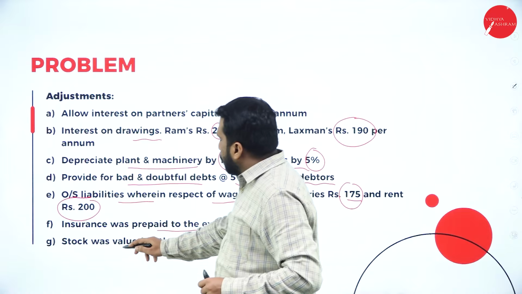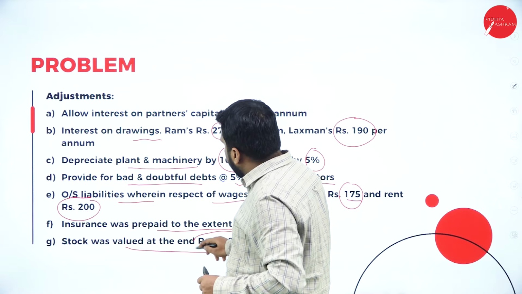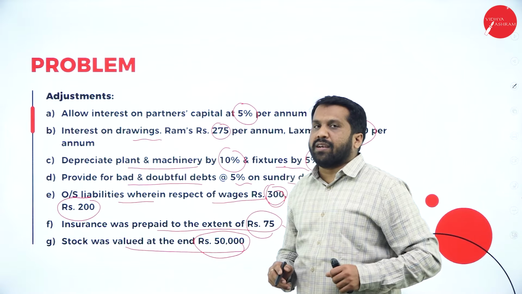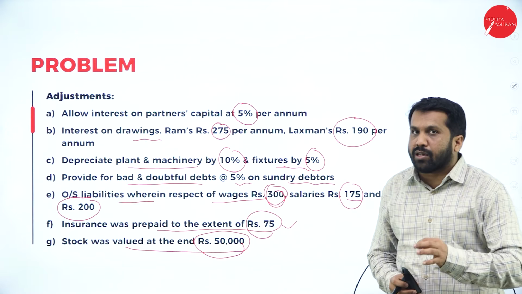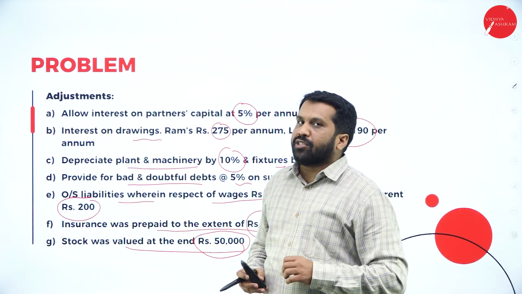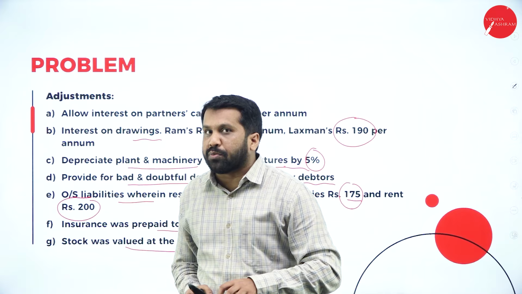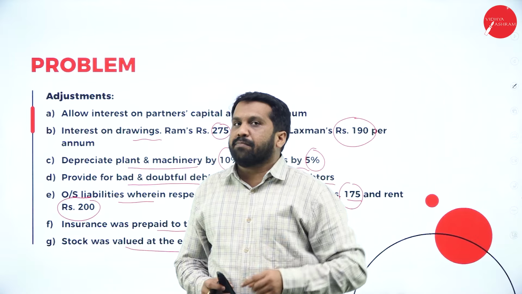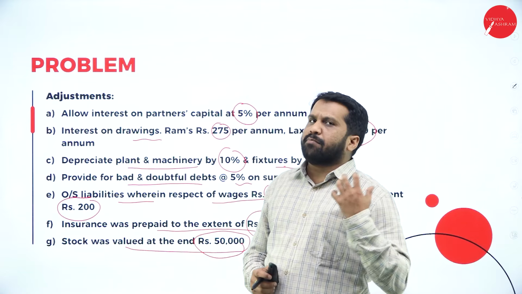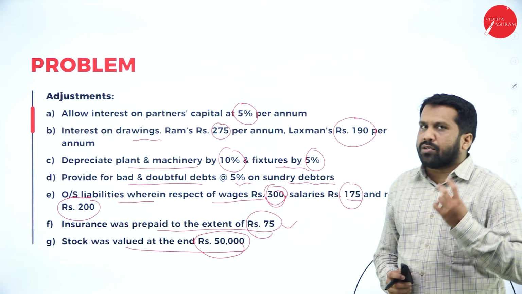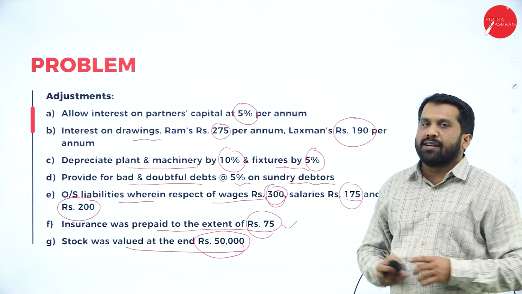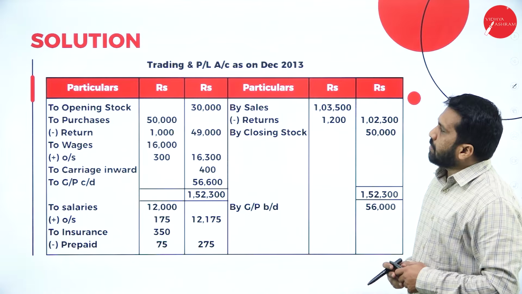Then, stock was valued at the end at 50,000. Always remember, this stock given in the adjustment, we consider as closing stock. Closing stock always comes under adjustment. So, closing stock comes under trading account credit side and balance sheet asset. These are the basic things. If you work out 2 to 3 problems, you will be familiar with which comes under which head. Now, we'll go with the solution.